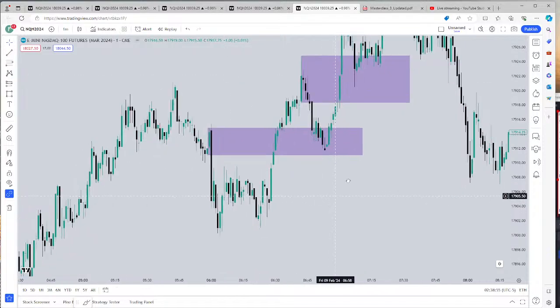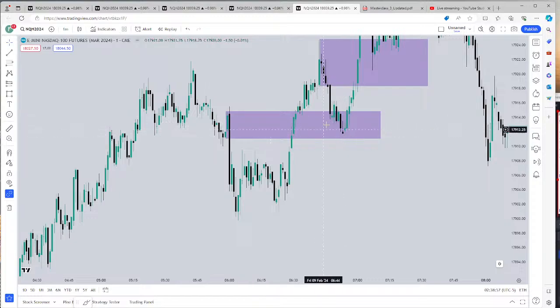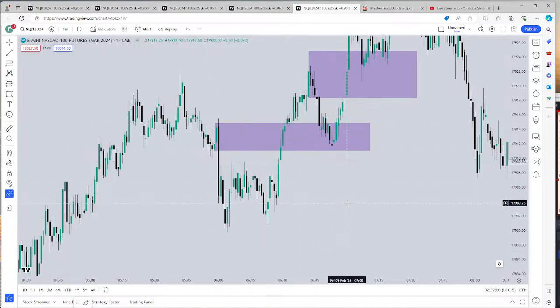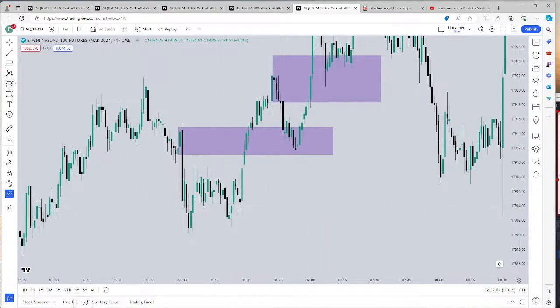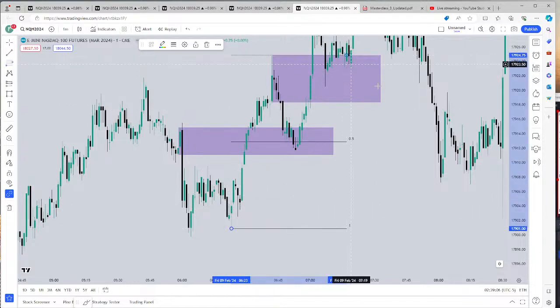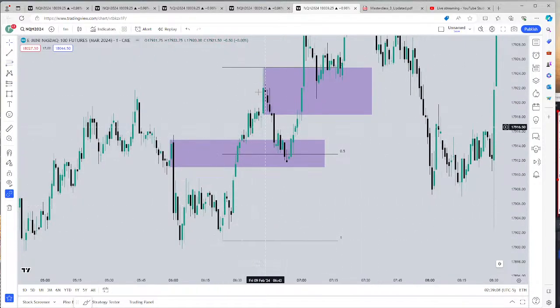So essentially, how it works and why you entered from here is because number one, there's a mitigation block, right? I'm just going to draw something out here for you. Number two, if I grab my Fibonacci from this swing low to this swing high, that mitigation block you probably executed from underneath equilibrium, which is nice too. Right, so that's another confluence there as well.